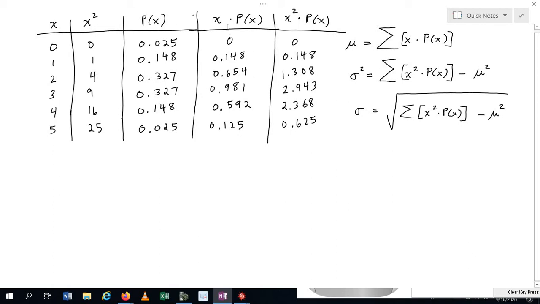Okay, so I've listed x times p for each x value and its corresponding probability in this column. And then we have to add up those numbers. And once we add up those numbers, that gives us the mean of the probability distribution, which we denote with this symbol mu.